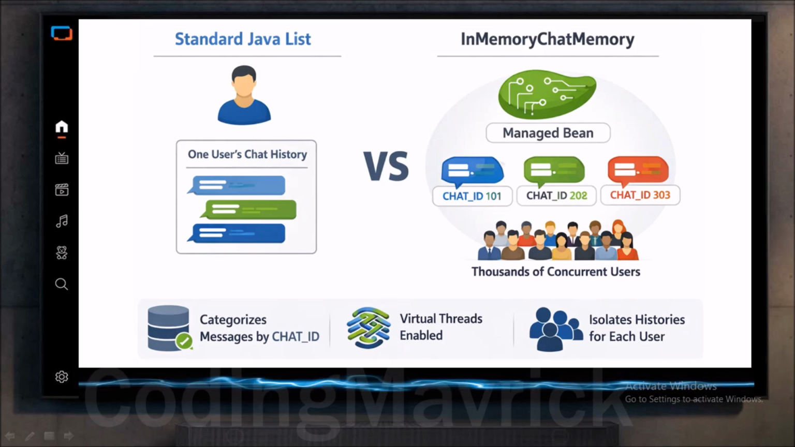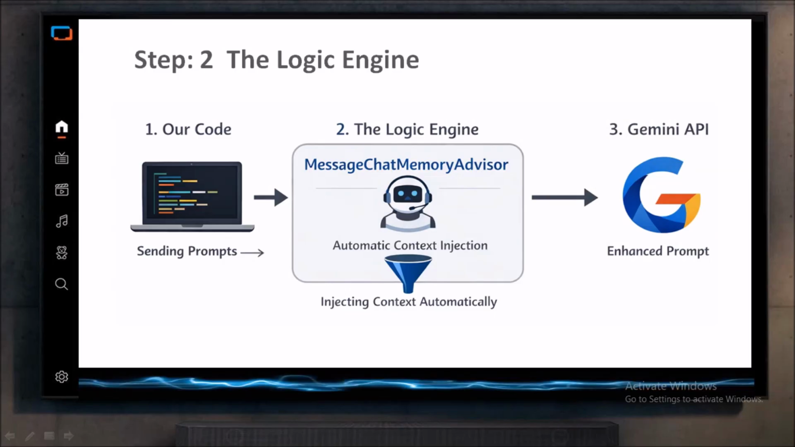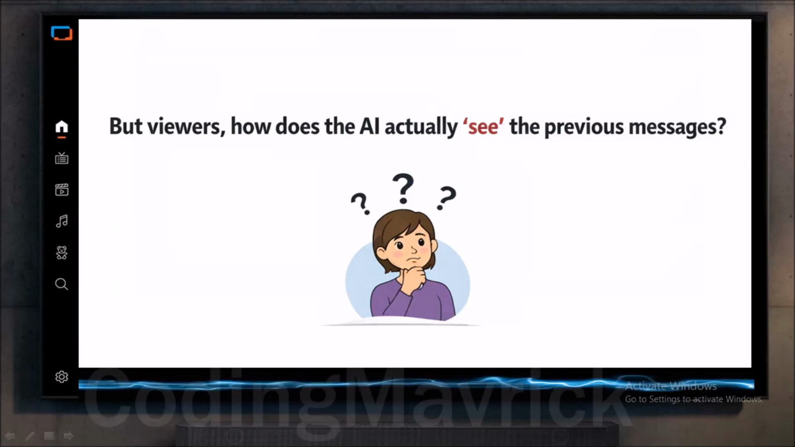get mixed up. In step 2, which is the logic engine, we are now upgrading our Gemini service. Instead of manually sending history, we use a MessageChatMemoryAdvisor. This is a powerful interceptor that sits between our code and the Gemini API, automatically injecting the past context into every new prompt. But viewers, how does the AI actually see the previous messages?